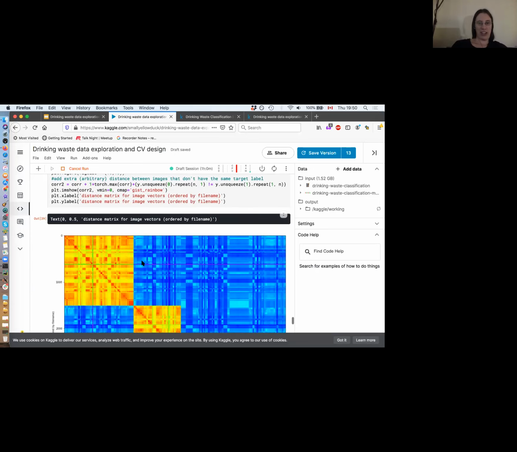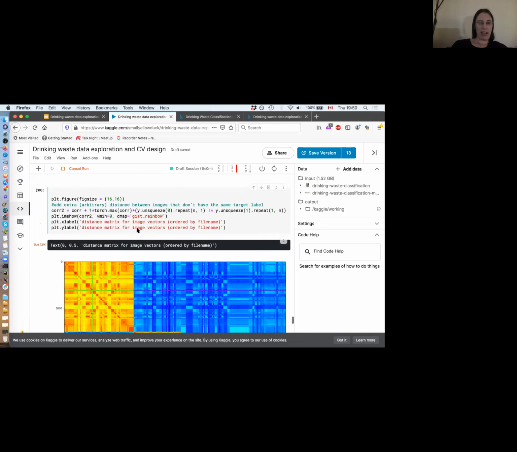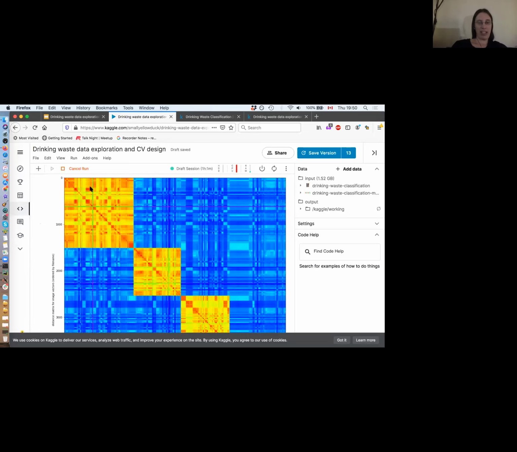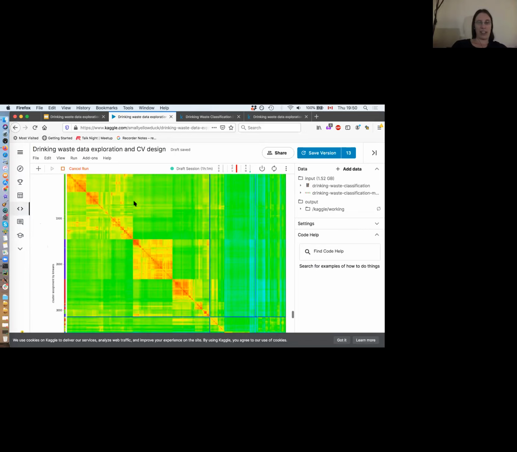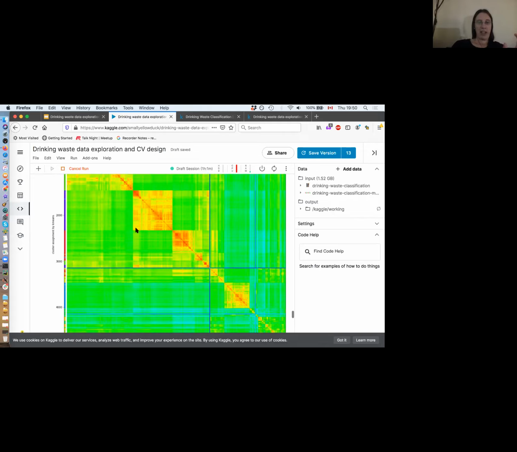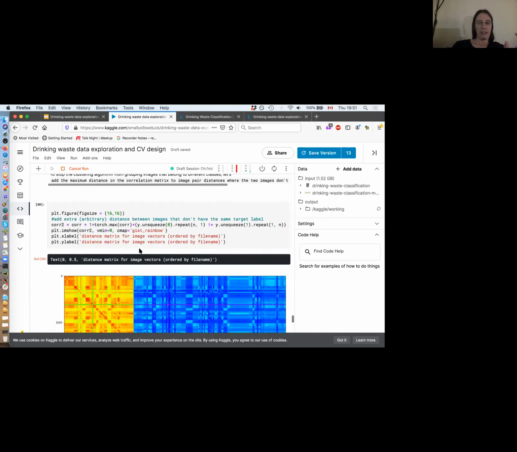What did I do to generate this plot? Each of these is just ordered by the file name again. Each of the images in the first clump belong to the same class. This is the aluminum can class, and then there's another clump here for the glass bottle class. To generate this plot, I took the image vector distances from the previous analysis, and then I said, I'm going to take whatever distance is the largest in this plot, and add that distance to vector pairs that belong to different classes.